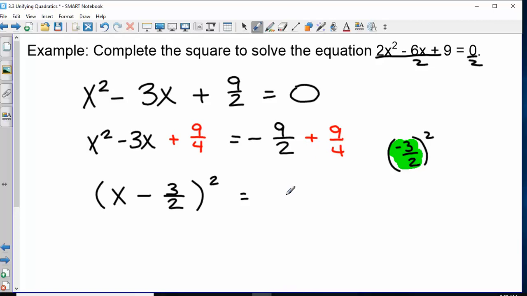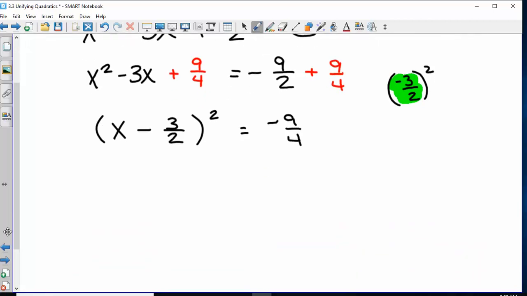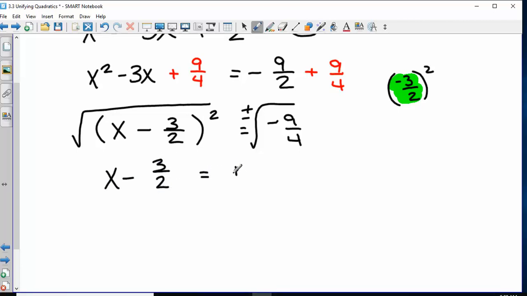Okay, negative 9/2 plus 9/4 would be negative 9 over 4. Now this one is set up, we can do the square root method from here. So square root, plus and minus, what's the square root of negative 9? 3i. What's the square root of 4? So we just get 3i over 2. Add over our 3/2, so it's 3/2 plus and minus 3i over 2.